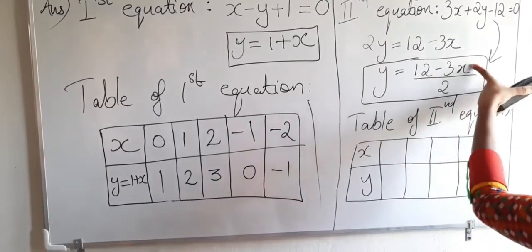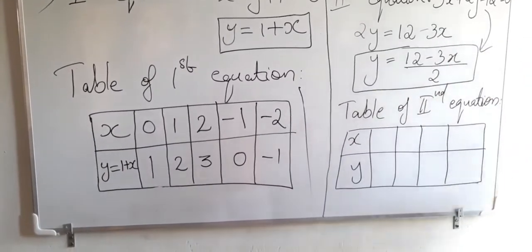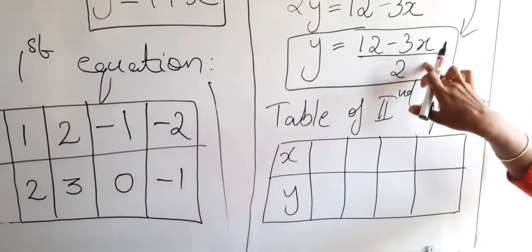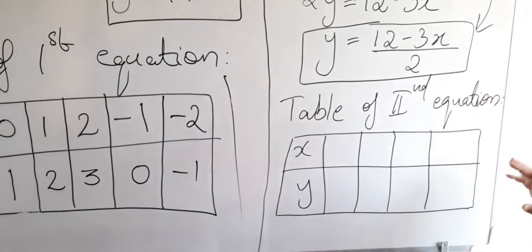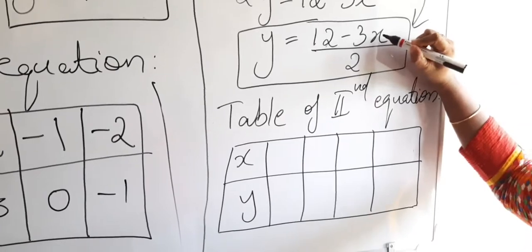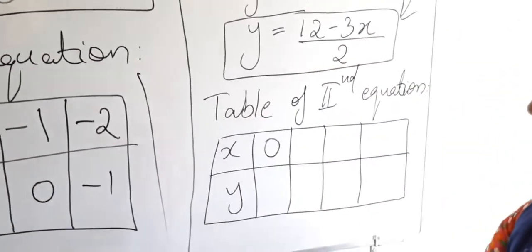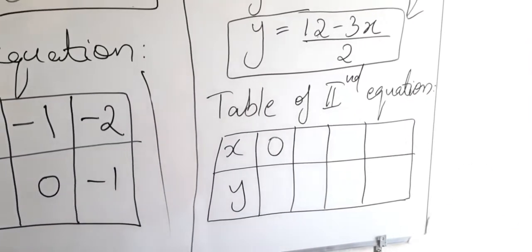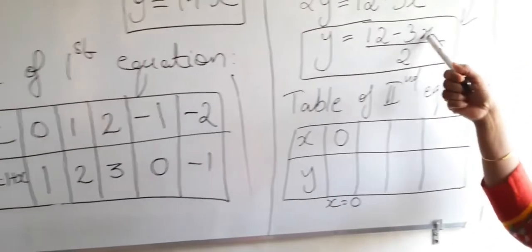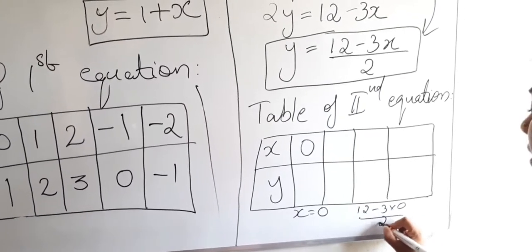So here we are applying first 1. When we are applying 1, 12 minus 3 will be 9. 9 by 2 will be a rational number, decimal value 4.5. So we can write whole numbers, that is better to mark the coordinates. For an easy one, suppose we are giving x equal to 0. When x equal to 0, you can write 12 minus 3 into 0 by 2.